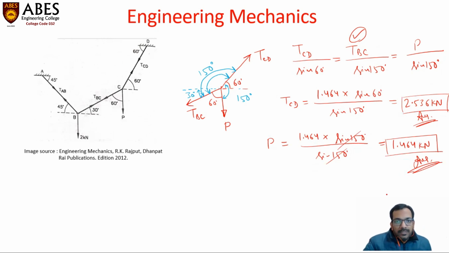So in this way, this problem has been solved. We have calculated the value of the individual forces which are being transferred into these three string segments AB, BC and CD, as well as the unknown force P, which is acting vertically downward at point C. So that's all for this problem.